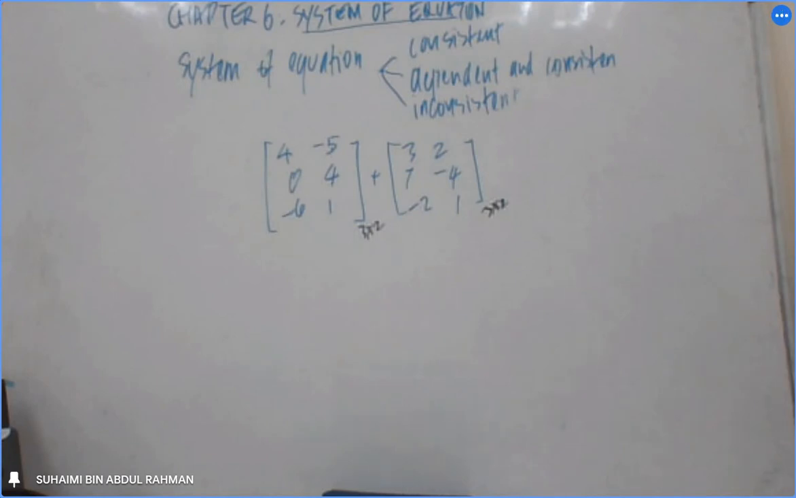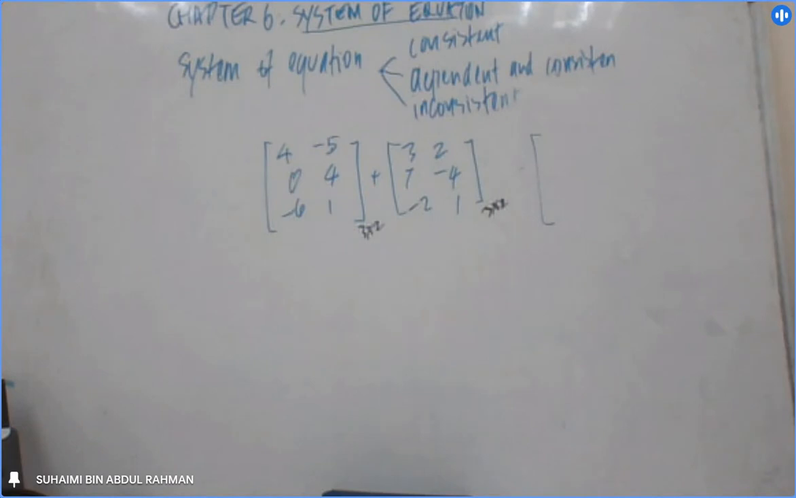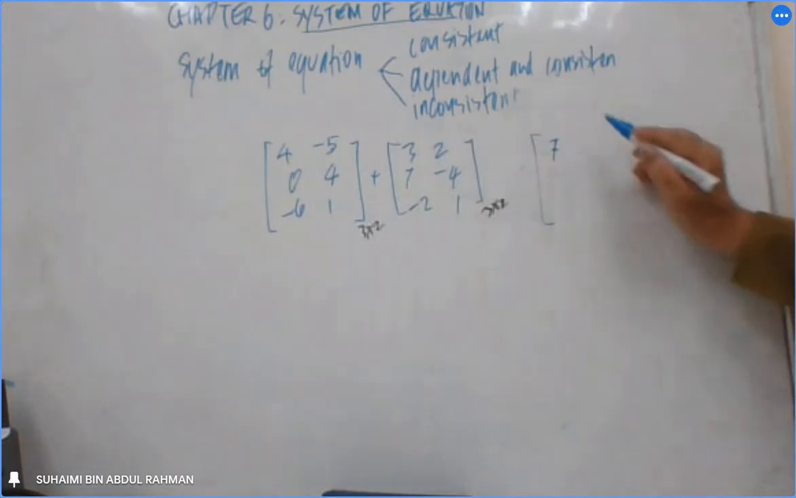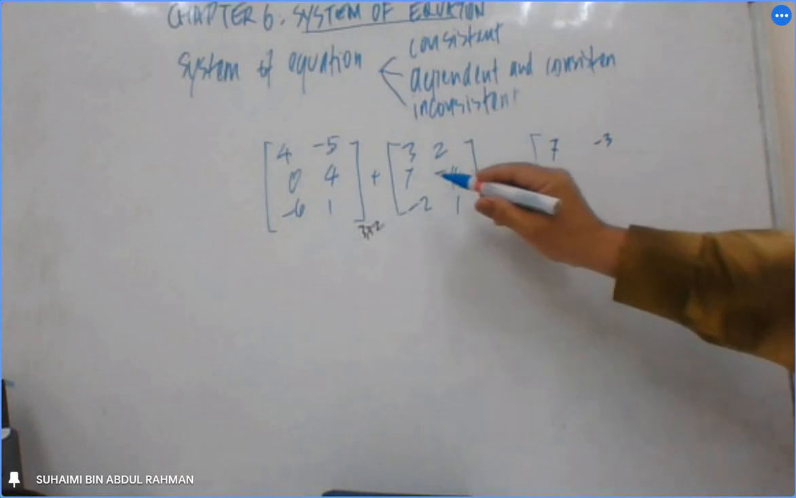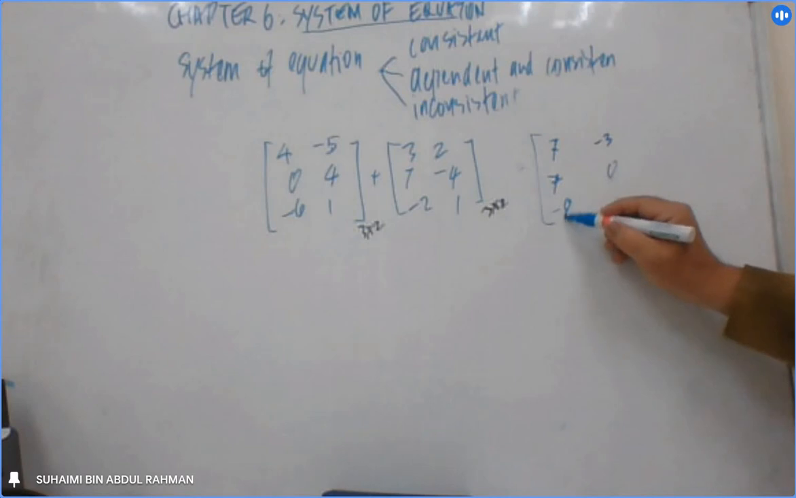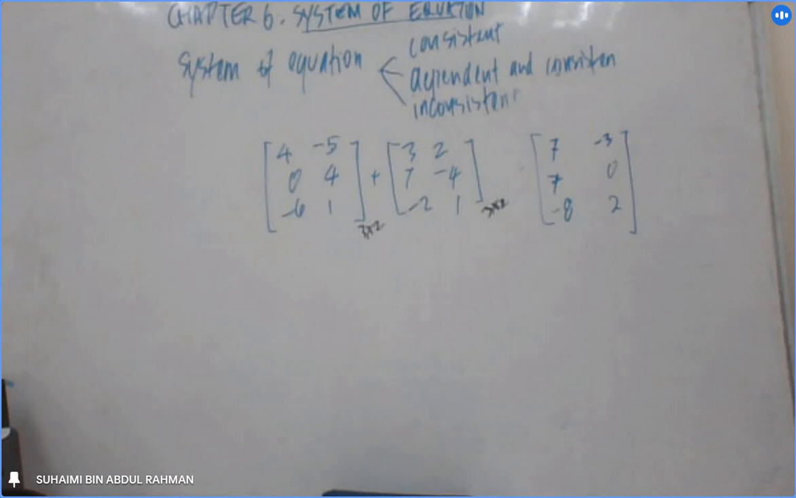So adding them, we just add 4 and 3, 7; minus 5 and 2, minus 3; 0 and 7, 7; 4 and minus 4, 0; minus 6 and minus 2, minus 8; 1 and 1, 2. So we produce a matrix of 3 times 2 as well. That's addition of 2 matrices.